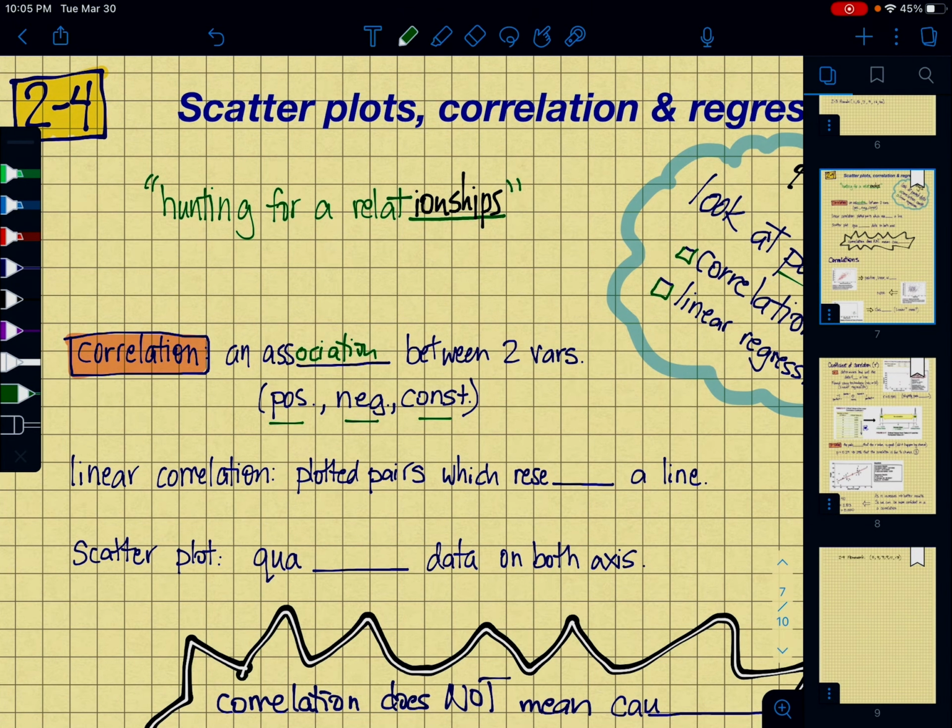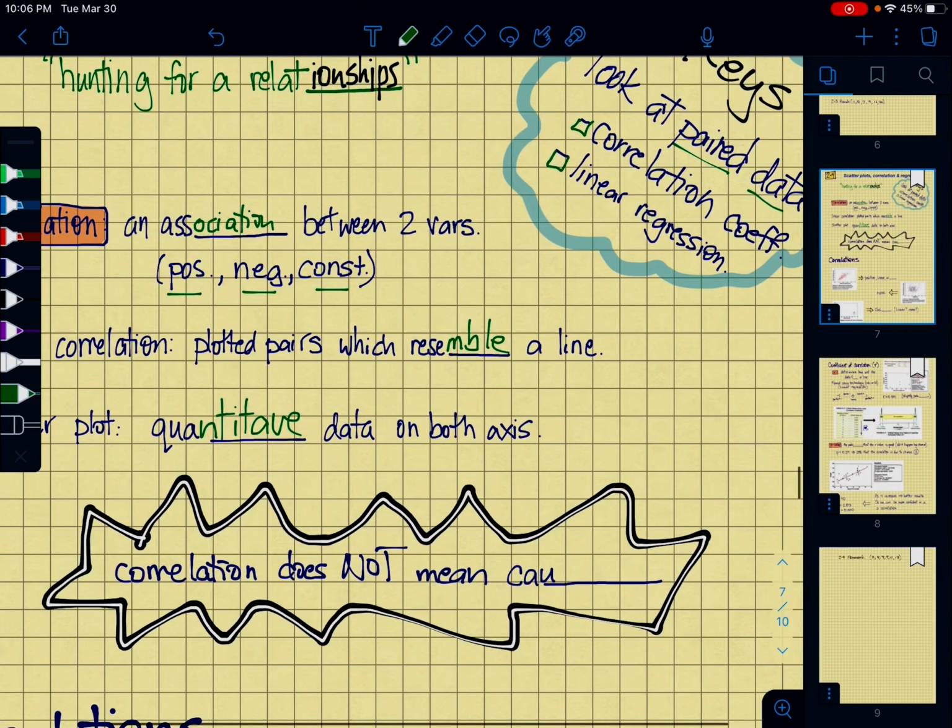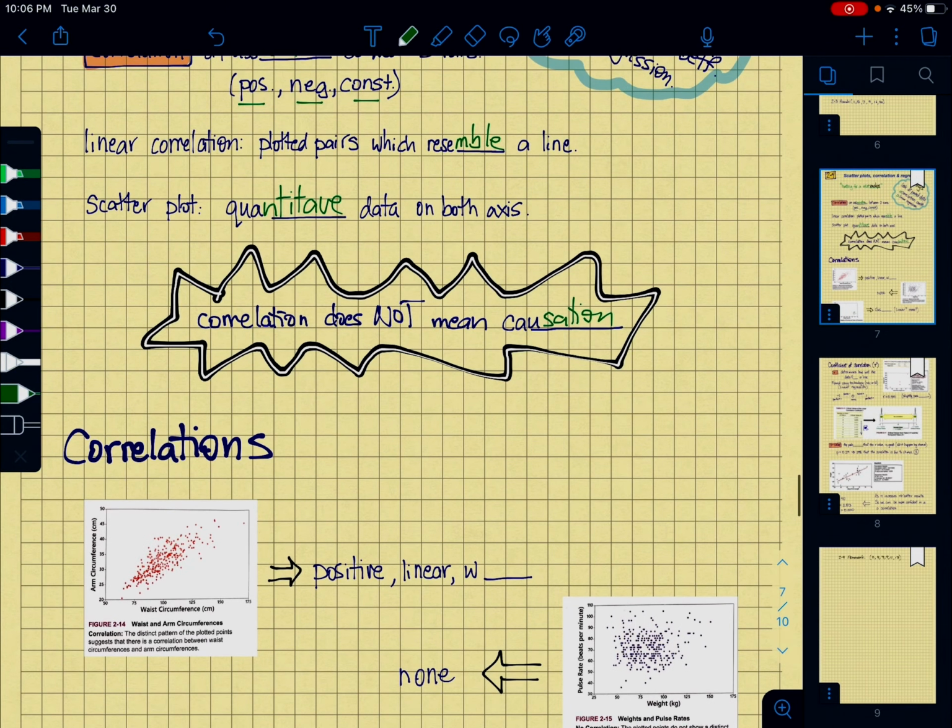First of all, linear correlations. They're plotted pairs which resemble a line. I'll show you some pictures of that in just a moment. Scatter plots are quantitative data, not categorical data. So these are numerical on both axes. And one thing that we want to be really, really careful is that correlation does not mean causation. All right? We've talked a little bit about that in class. Ice cream and swimming. There's a correlation between them, not a causation.